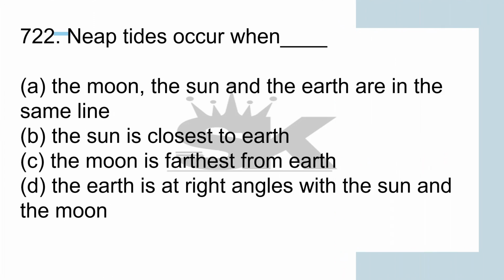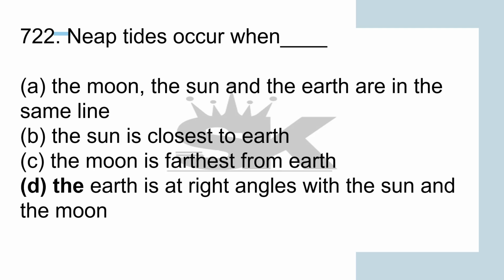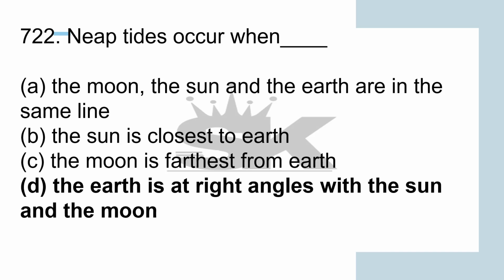Neap tides occur when... neap tides are especially weak tides. They occur when the gravitational forces of the moon and the sun are perpendicular to one another. Neap tides occur during quarter moons. So here the answer is the Earth is at right angles with the sun and moon.